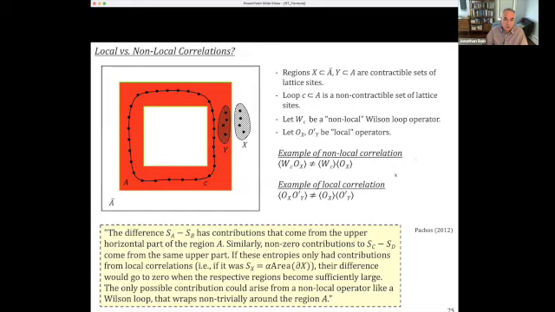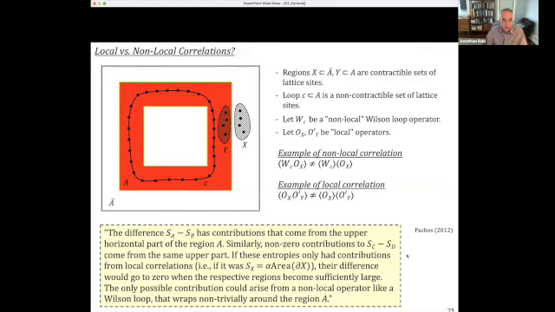With that distinction, we might define a non-local correlation as a correlation in which at least one of the correlated observables is a non-local operator. And a local correlation might be identified as a correlation in which all observables are local. This seems to be the intuition of Levin and Wen. So here's one way that their example has been characterized.